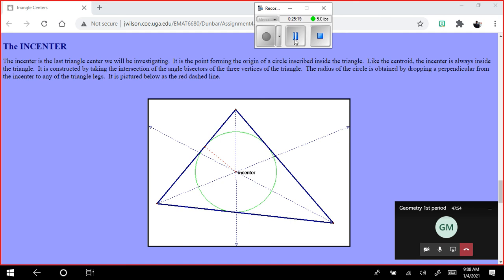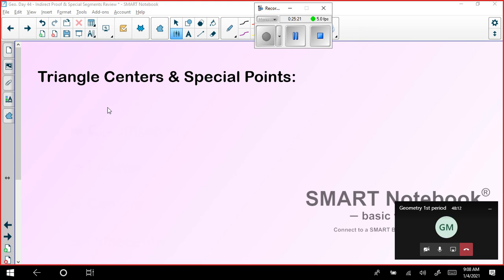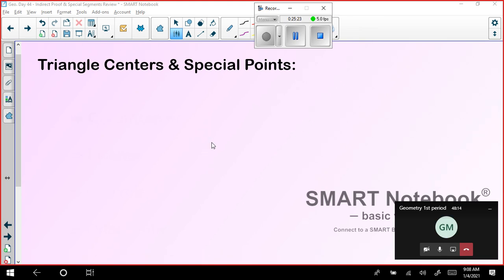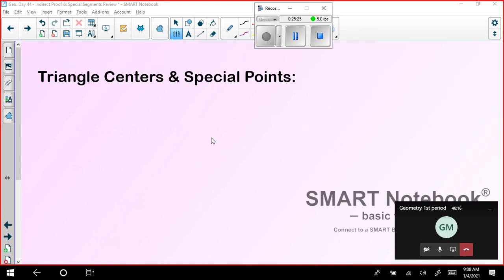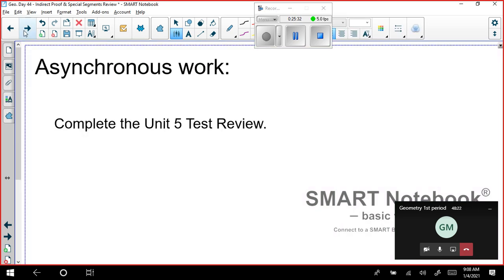We'll go back to slides. Okay, we saw what the triangle centers and special points were. We had four centers and four special segments. Let's see the next slide.